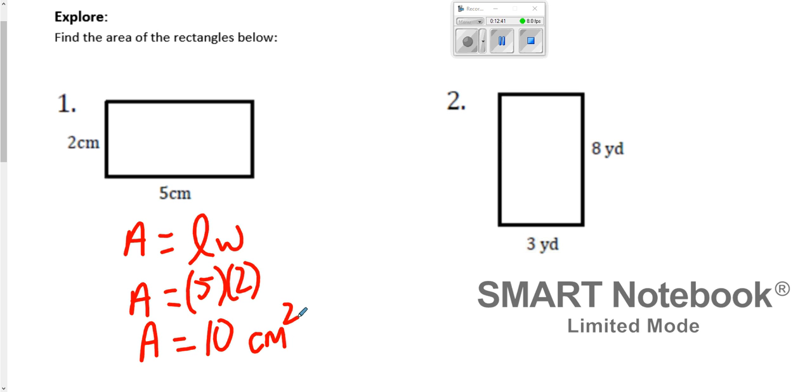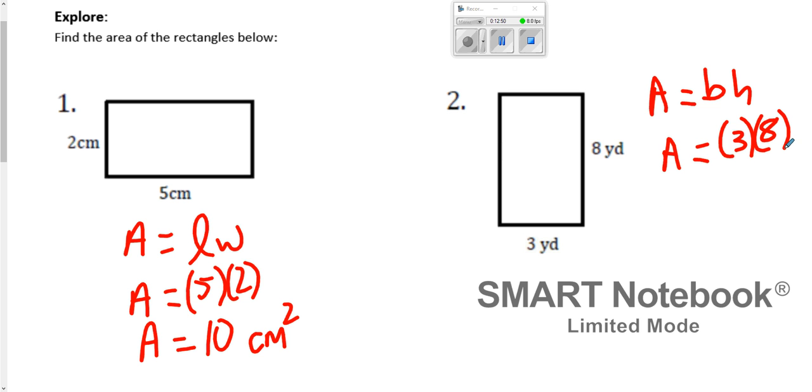For number 2, I'm going to use the other formula, area equals base times height, just to show you that it doesn't matter. And that would be 3 times 8. And I get 24 square yards.